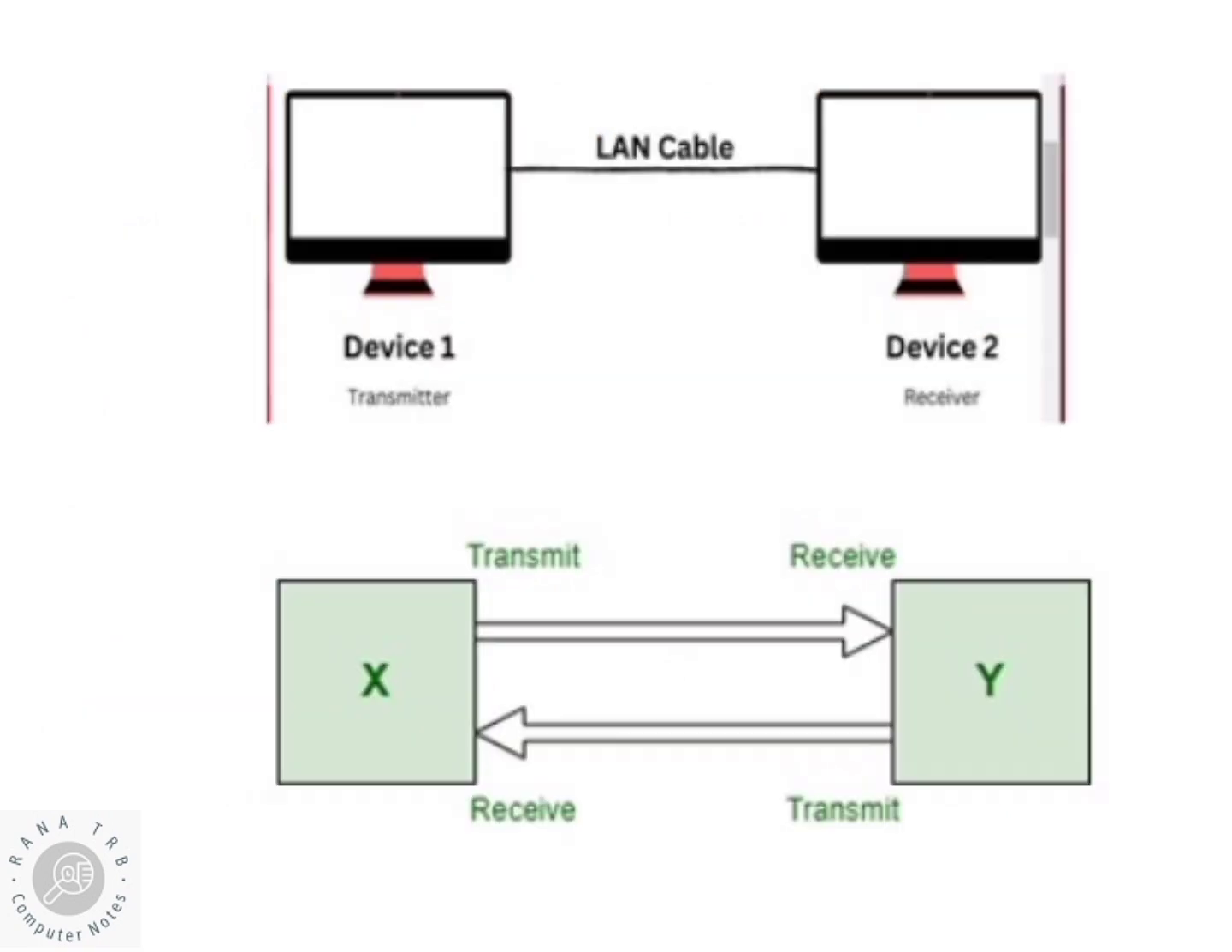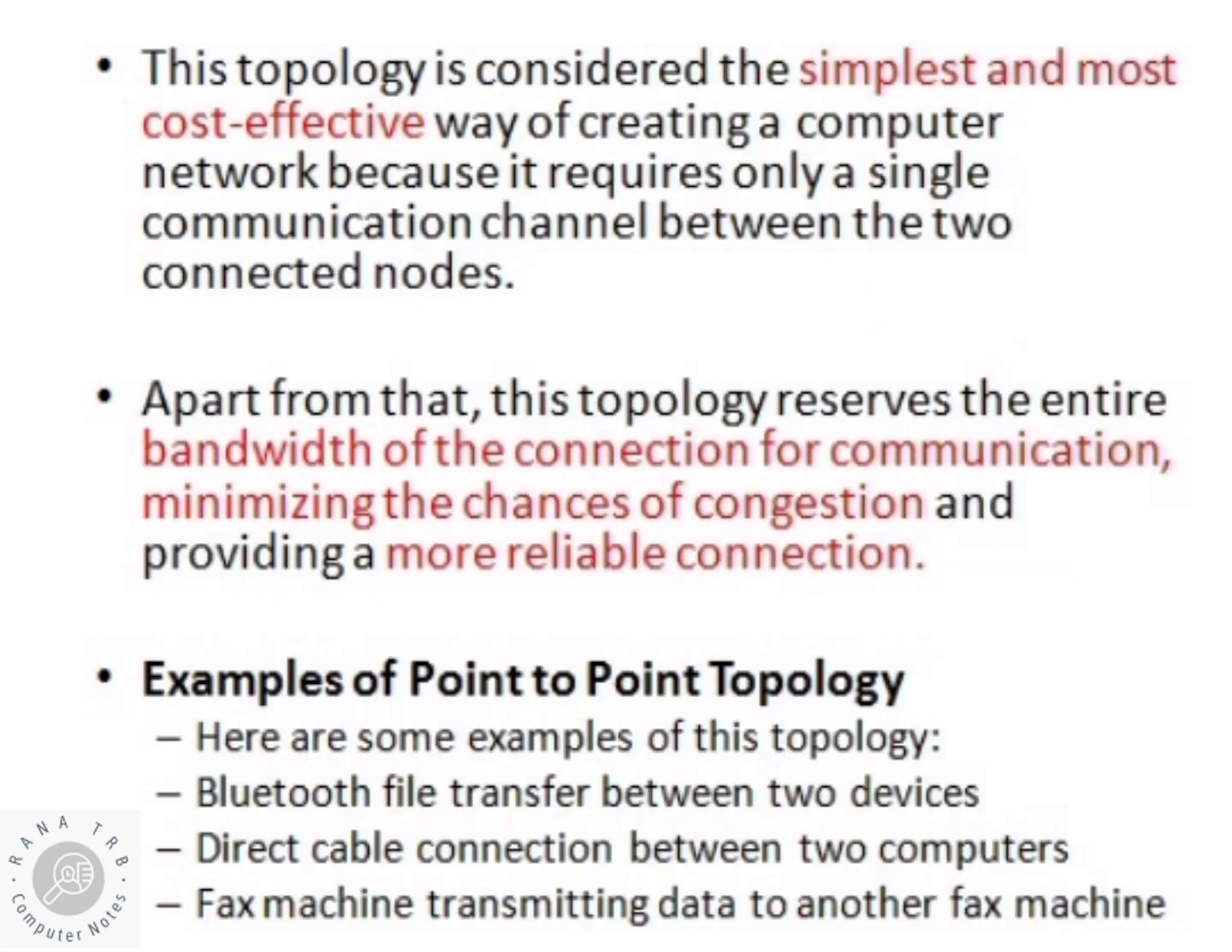This is the diagrammatic representation of a point-to-point topology where the two devices are connected. One can act as a transmitter and the other as a receiver, connected through LAN cables. So, this topology is considered simple and the most cost-effective because here these two computers are connected. The network requires a single communication channel between these two nodes.